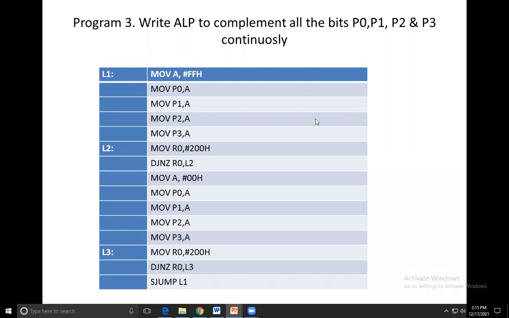Just take 2 minutes and please see this, because we are discussing the first two programs. See whether you understand the program, then I will discuss it. Then take 2 minutes.